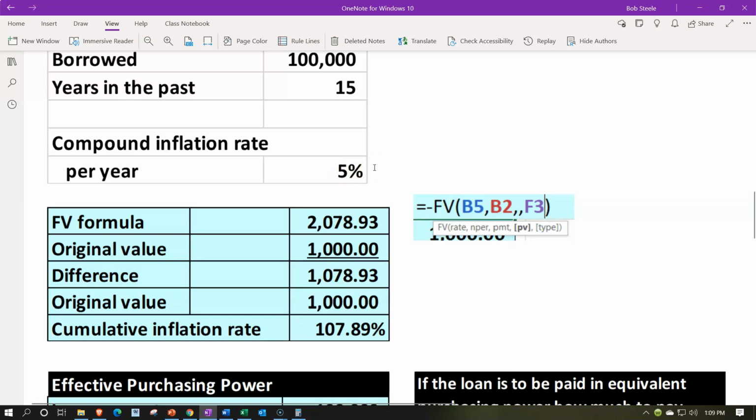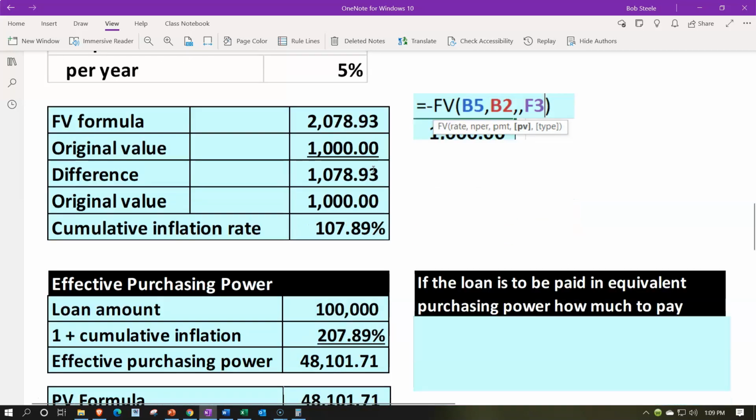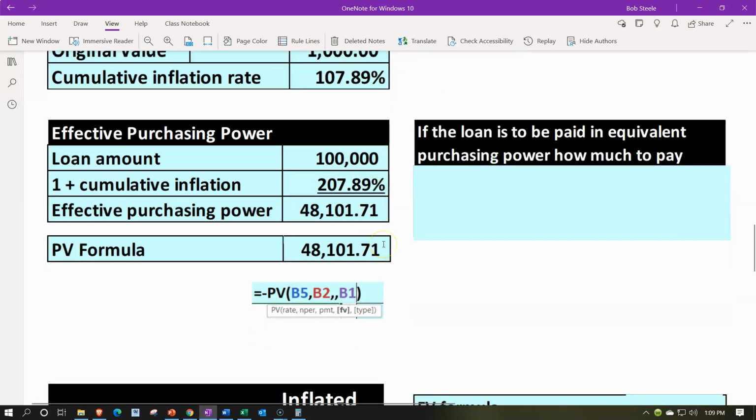It's not like the hurdle rate here. We're using the inflation rate. So this is telling us basically where we would be at an equivalent unit, meaning if I had 100,000 15 years from now, and I pulled that back to the current day, just looking at the purchasing power of the dollar, we're bringing that back to the 48,101.71.